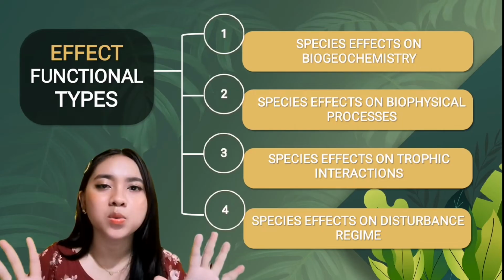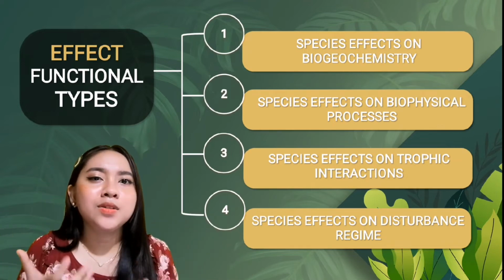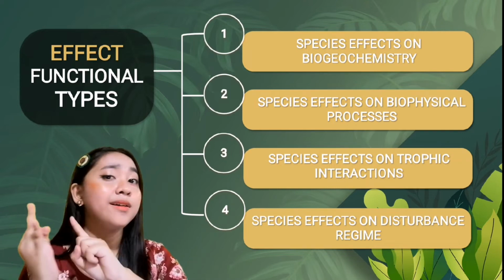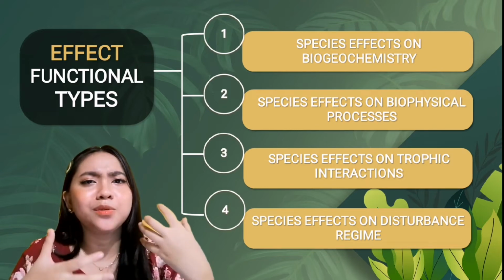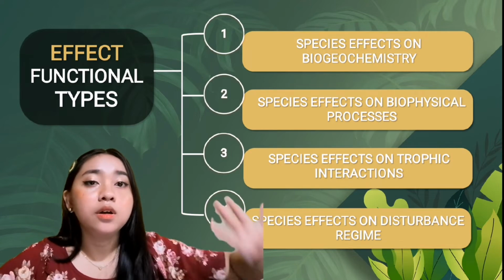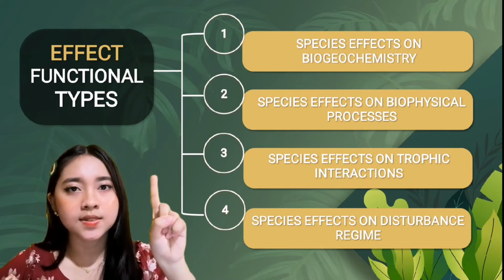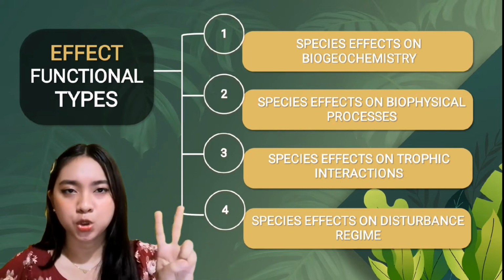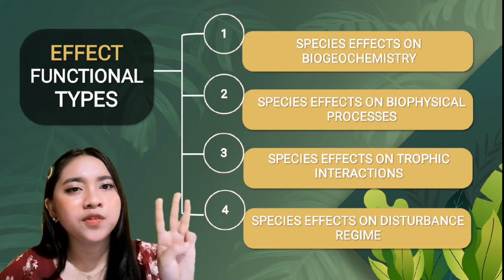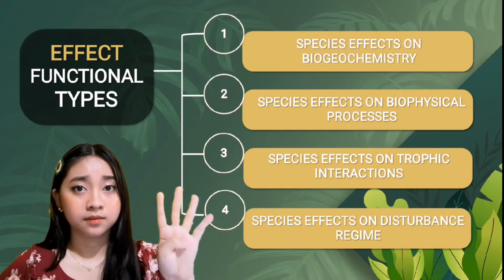Species are most likely to have strong ecosystem effects when they alter the interactive controls, such as resource supply or occurrence of disturbance, that directly regulate ecosystem processes. So, there are 4 categories of effect functional types. 1. Species effects on biogeochemistry. 2. Species effects on biophysical processes. 3. Species effects on trophic interactions. 4. Species effects on disturbance regime.